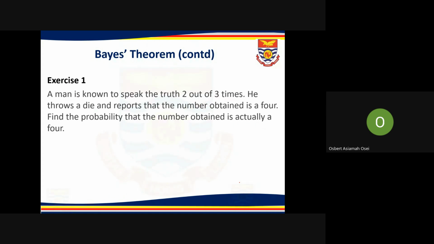A man is known to speak the truth 2 out of 3 times. He throws a die and reports that the number obtained is a 4. We are supposed to find the probability that the number obtained is actually a 4. So let's write the important things out of it. Then we will solve it.